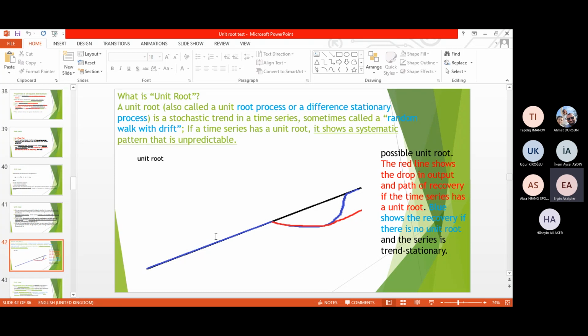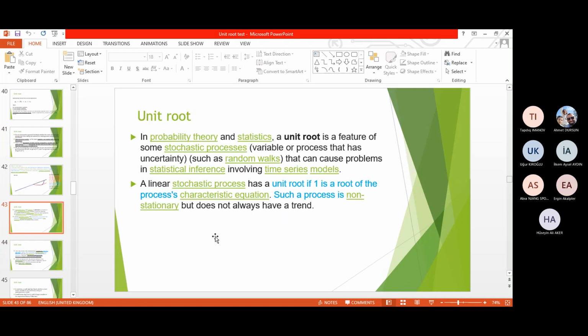If a time series has a unit root, it shows a systematic pattern that is unpredictable. Here, given an increasing linear curve, is the possible unit root. The red line shows the drop in output and the path of recovery if the time series has a unit root, and the blue line shows the recovery if the series is trend stationary. As observed, the line is moving in an increasing direction.